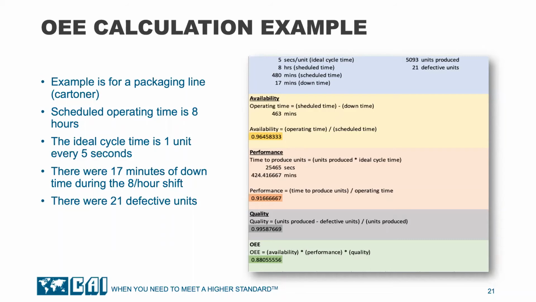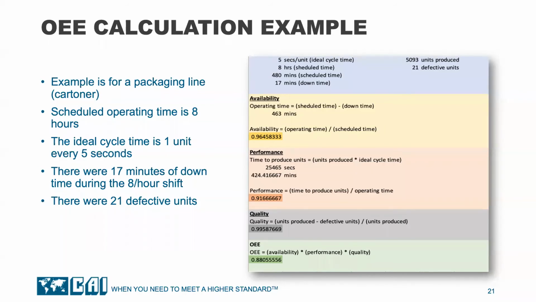Availability takes into account the operating time, which is the scheduled time minus any downtime. Operating time is the time the equipment was actually running and making product. Before we calculate the performance, we have to calculate the time to produce the units. The time to produce the units is calculated by multiplying the total number of units produced by the ideal cycle time.